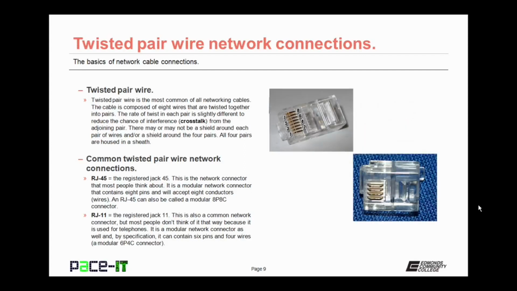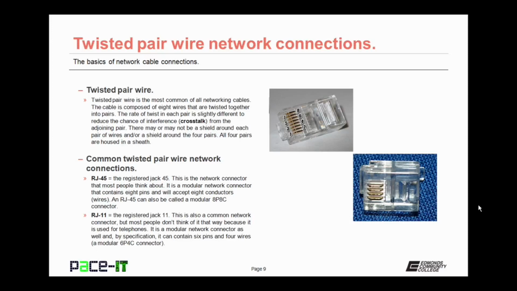Now let's talk about the common twisted pair network connections. First up is the RJ45, the registered jack 45. This is the network connector that most people think about when they think about Ethernet networking. It's a modular network connector that contains 8 pins and will accept 8 conductor wires. An RJ45 can also be called a modular 8P8C connector. That's 8 pin, 8 conductor connector.